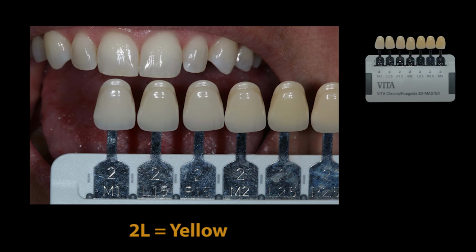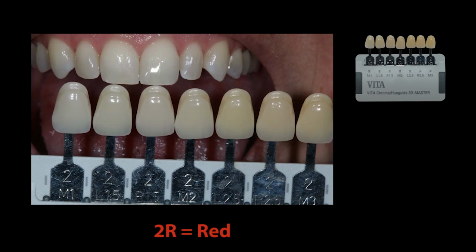Now let's reference the next shade tab. That's going to be the R shade tab. So the 2R 1.5. And again, you know the R stands for red. Now do you start to see the red coming out in that shade tab? In reference to the natural tooth, what do you see? Does it look good? Does it look bad? That's your process of elimination.